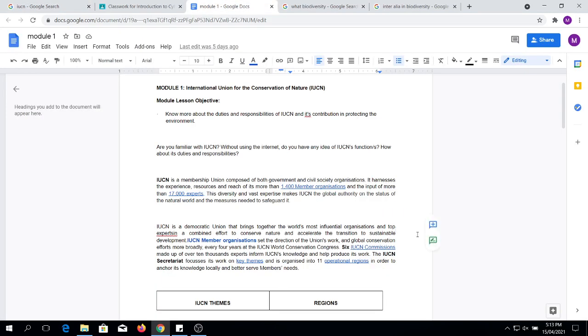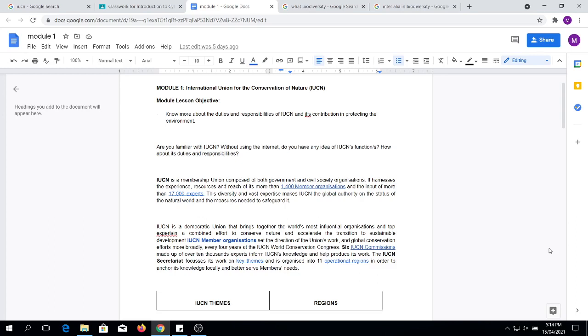So our IUCN is a democratic union that brings together the world's most influential organizations. That is why I have emphasized that there are many state members in this organization and top experts in a combined effort to conserve nature and accelerate the transition to sustainable development. So IUCN member organizations set the direction of the union's work and global conservation efforts more broadly. So every 4 years at the IUCN World Conservation Congress, 6 IUCN commissions made up of over 10,000 experts inform the IUCN's knowledge and help produce its work.